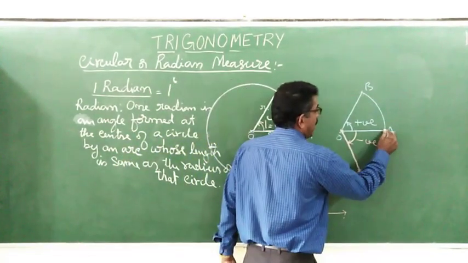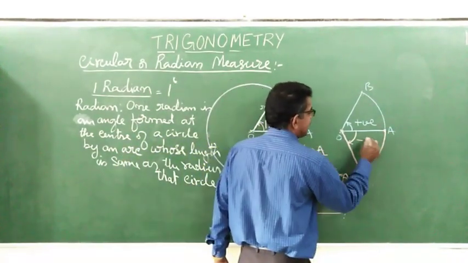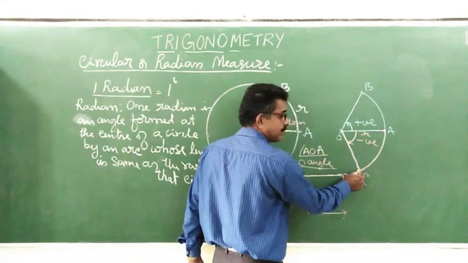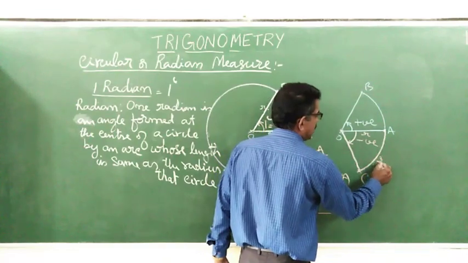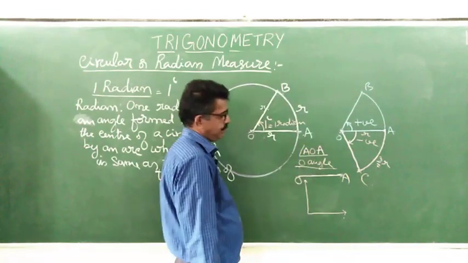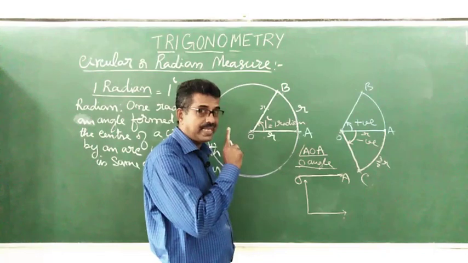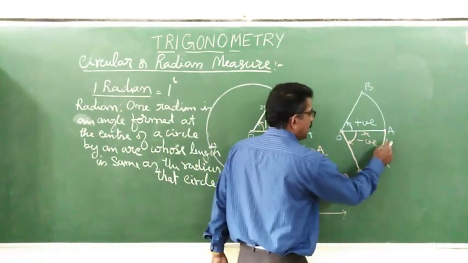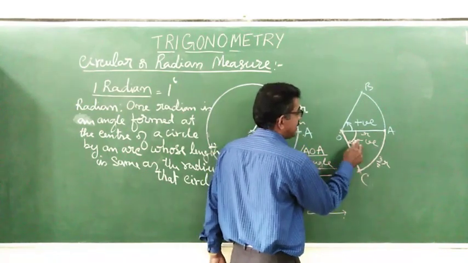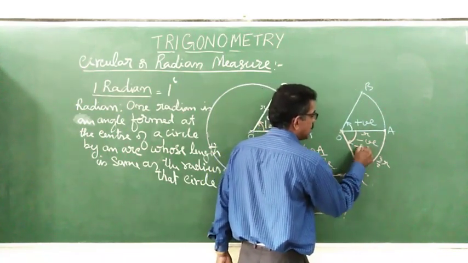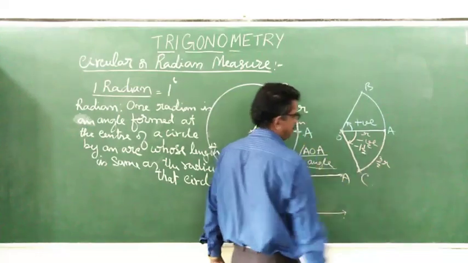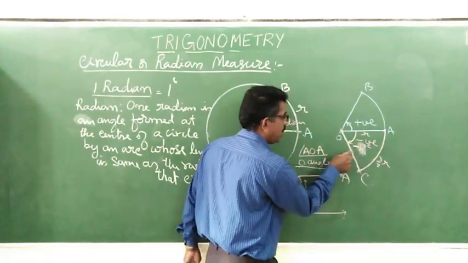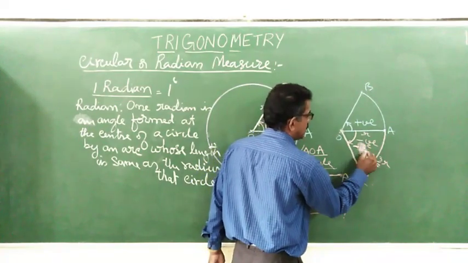Suppose if you have this length, suppose this is r, and if this length is 3 by 2 r. So please be attentive now. Suppose if this one is 1.5 times r, then this angle is minus 1.5 radian. 3 by 2 radian. Minus, negative. Why negative? Because it is in clockwise direction.